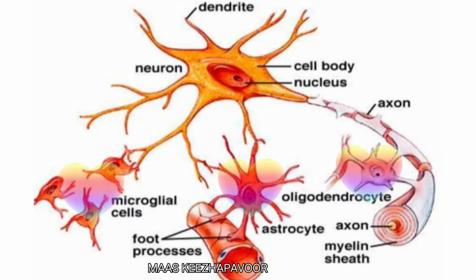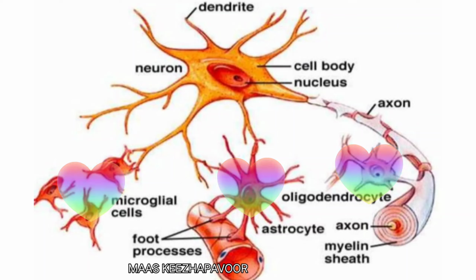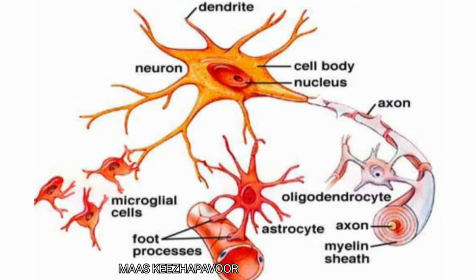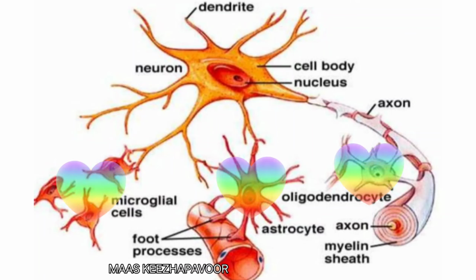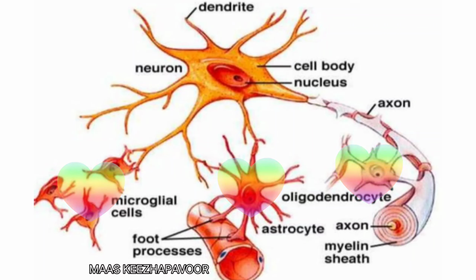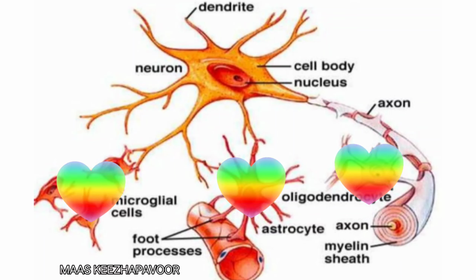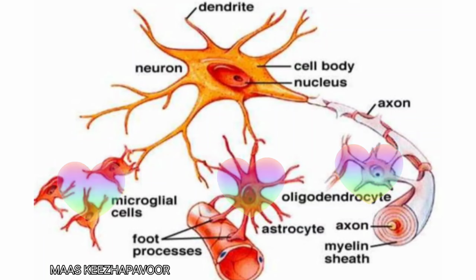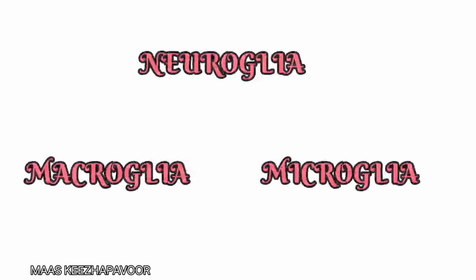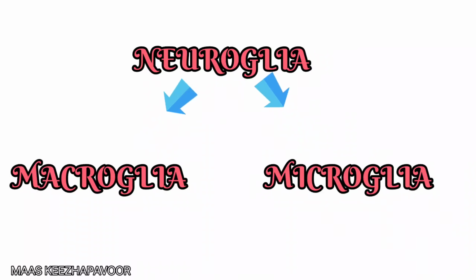The neuroglial cells are special connective tissue cells present only in the nervous system. They are non-excitable and multiply by mitotic cell division. The number of neuroglial cells is more than that of neurons, that is 10 to 50 times as much as that of neurons. The neuroglia are of two types, macroglia and microglia.